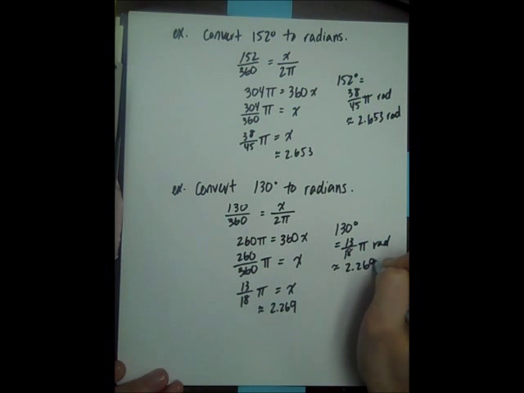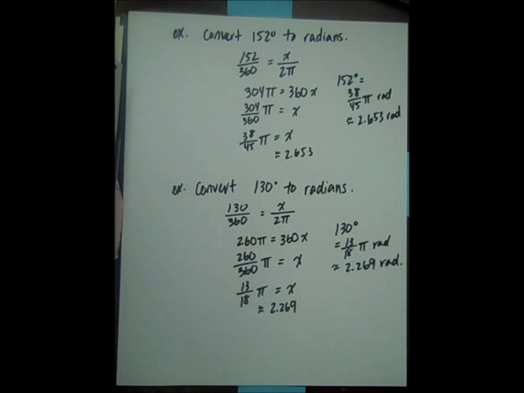So what that tells me is that 130 degrees is equal to 13 over 18 pi radians, which is approximately 2.269 radians. So in general, to go from one to the other, set up your proportion, put the x over 2 pi if you're looking for radians, put it over 360 if you're looking for degrees, cross multiply, divide, and solve for x.